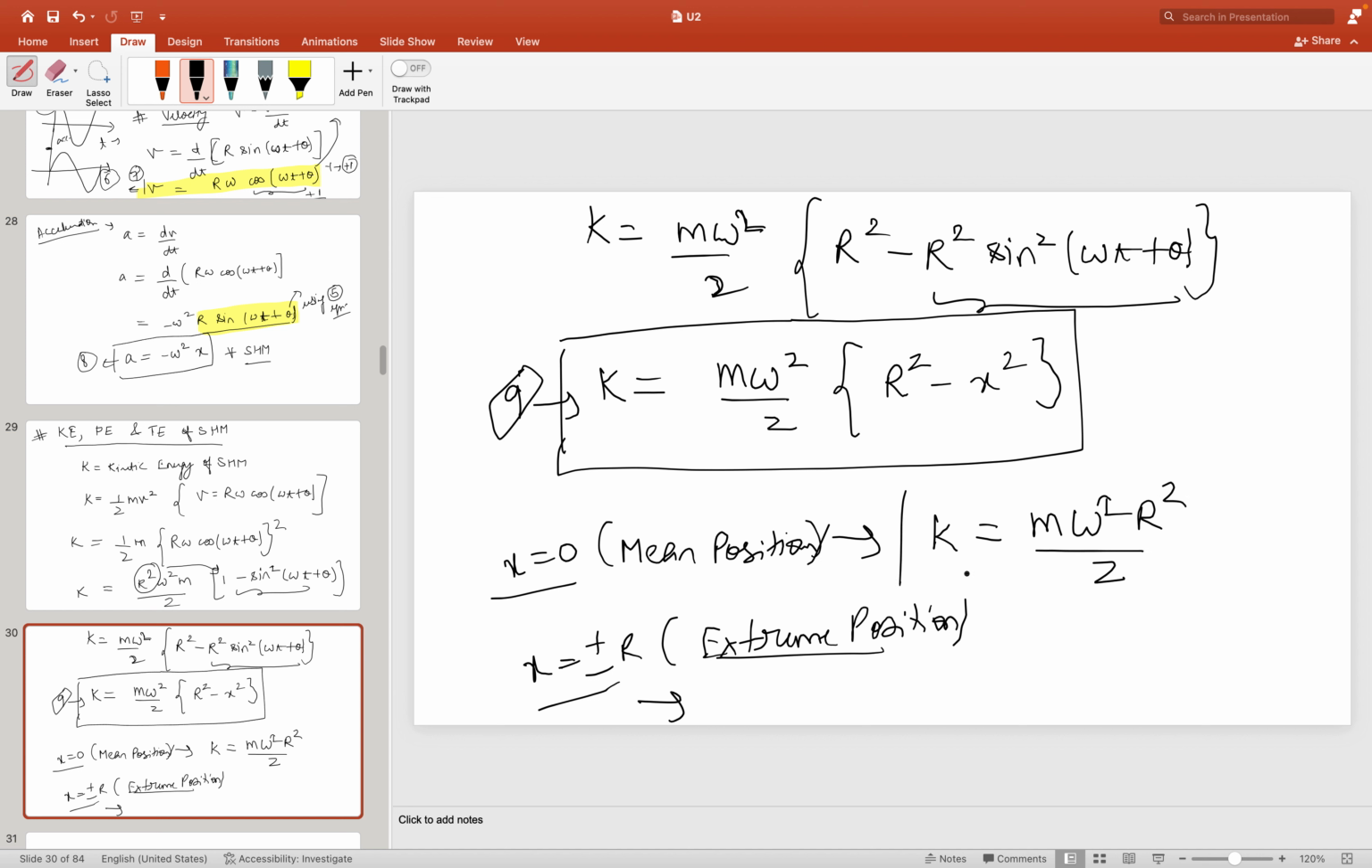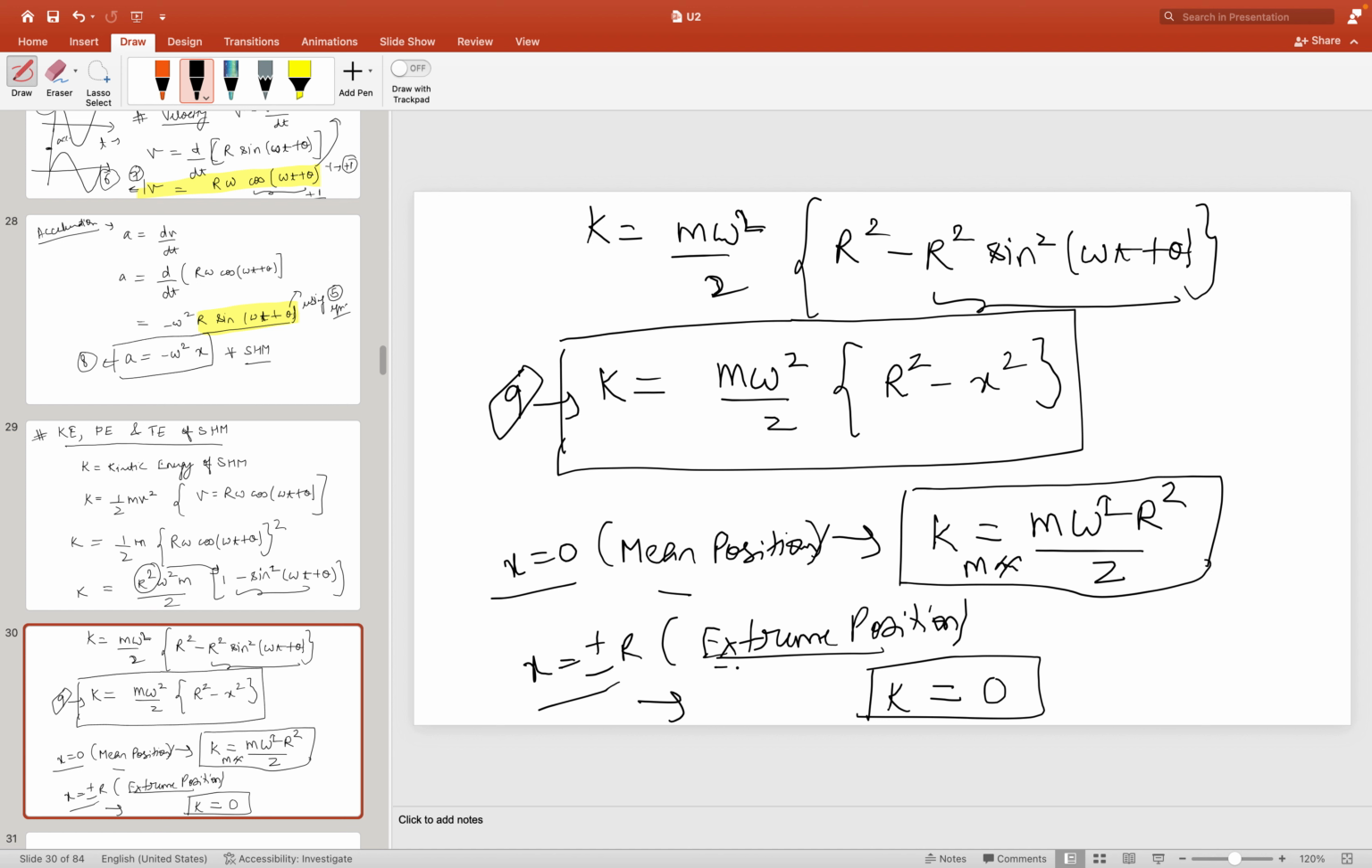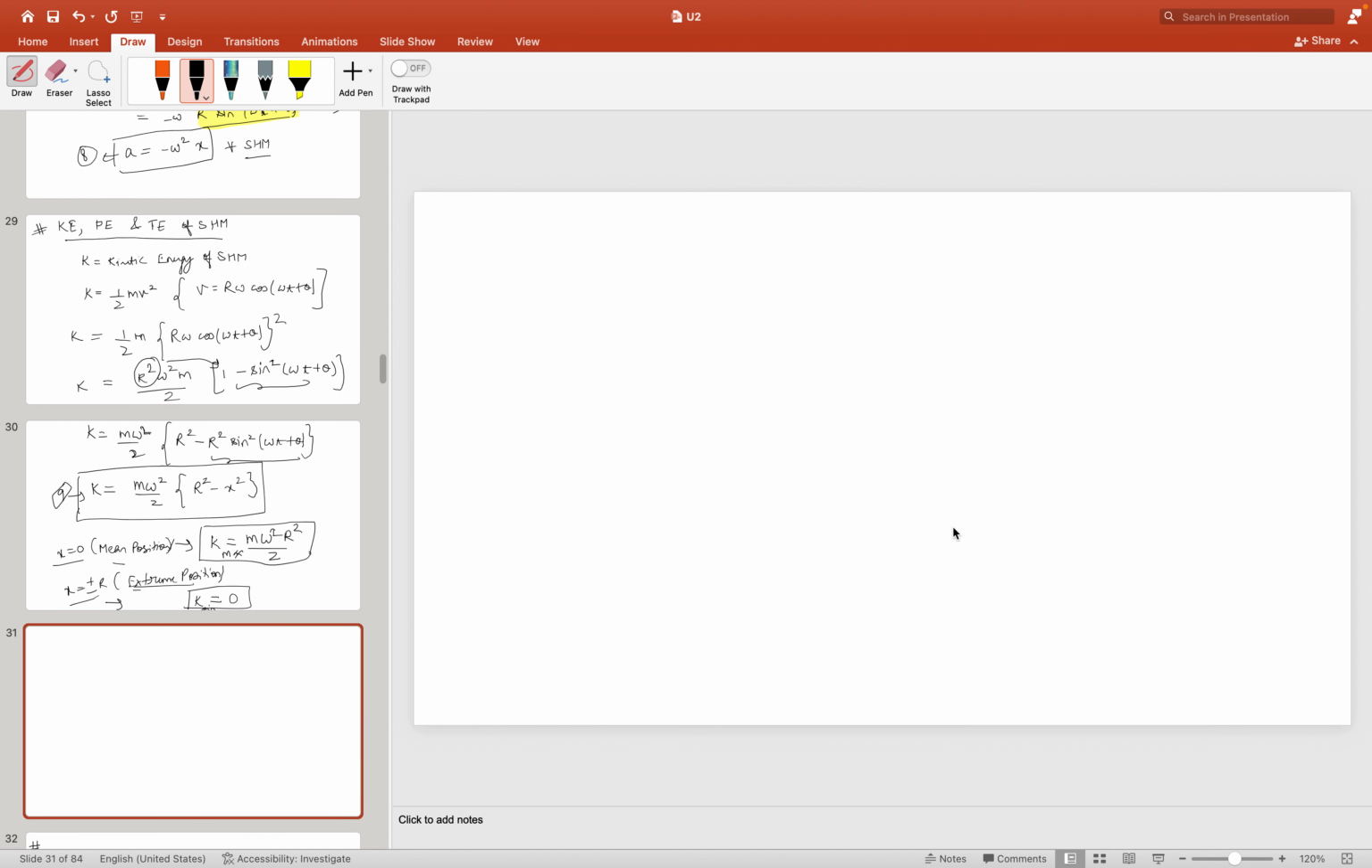So this is the K max value. Kinetic energy is observed to be maximum at the mean position. And if we talk about the extreme position, it will be equal to 0. So for simple harmonic motion, kinetic energy is maximum at the mean position and minimum at the extreme position. This is how we have found out the value of kinetic energy. Now we will be finding out the value of potential energy. Okay.